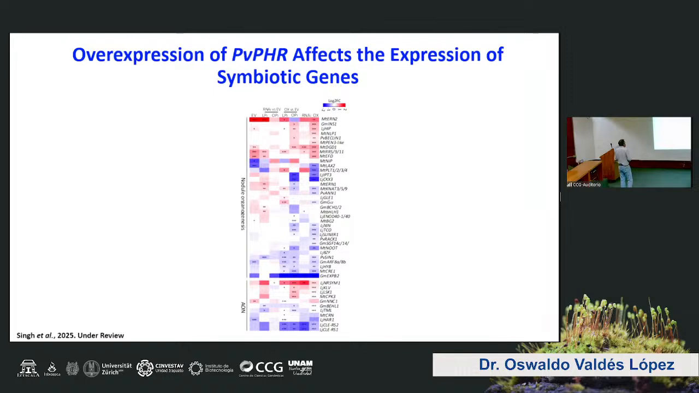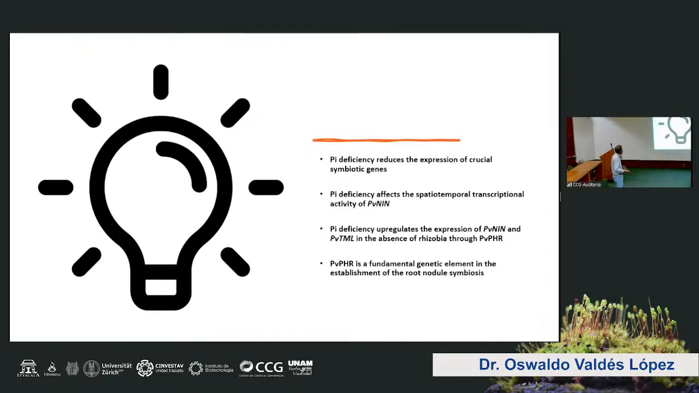So we did an RNA-seq analysis, again, in RNAi or overexpressing PHR roots. And basically, the summary of this figure is that different genes involved in the organogenesis of the nodules, but also in the autoregulation of nodulation, are affected by just overexpressing or silencing PHR. So this data also adds evidence that PHR is very likely another genetic component to regulate the root nodule symbiosis under different phosphate conditions.